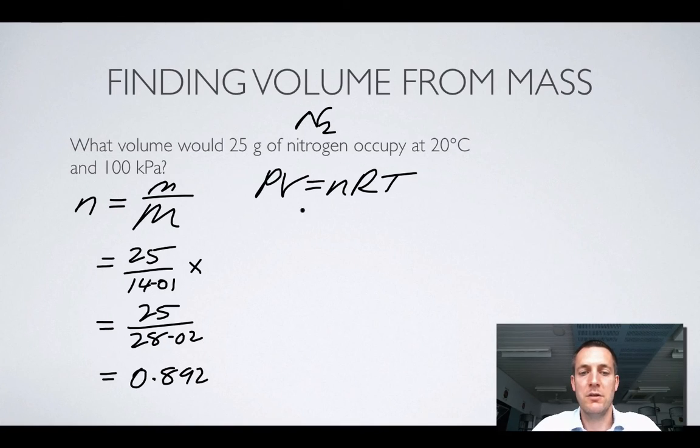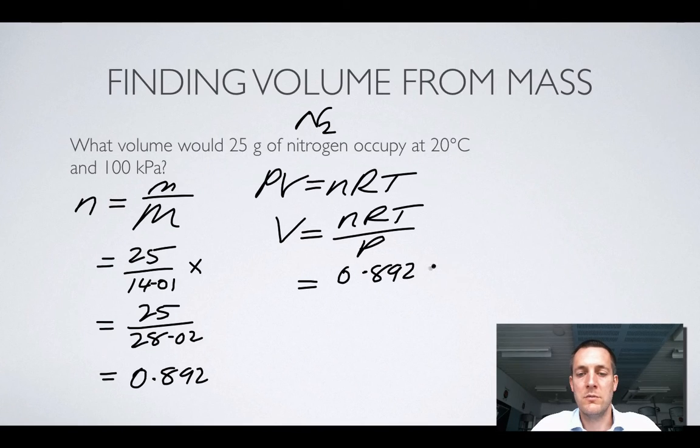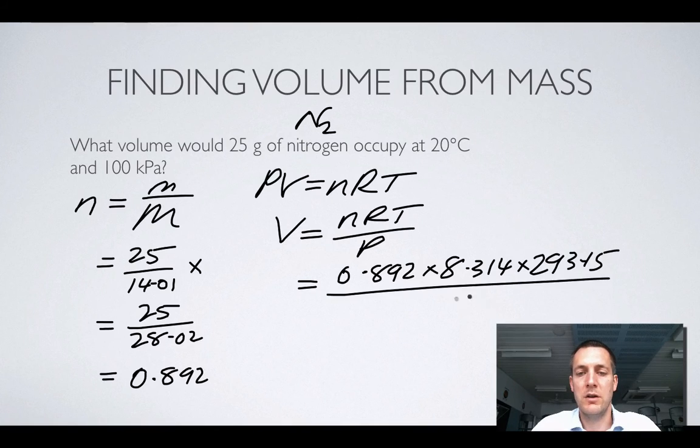I'm trying to find the volume, so V equals nRT over P. And that now equals 0.892 times 8.314 times the temperature, which is again in degrees centigrade, so I'm going to turn that into Kelvin, 293.15, and then divide by the pressure, which is, oops, not 200, but 100. And that gives me 21.7 litres to 3 significant figures.